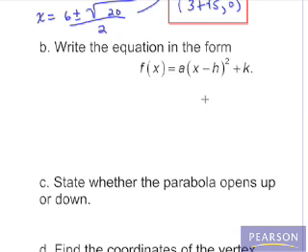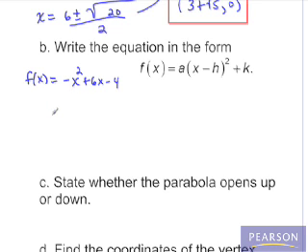Part B, write the equation in the form of f of x equals a times the quantity x minus h squared plus k. I'm going to recopy the original function. Our original function was f of x equals negative x squared plus 6x minus 4. And we want to convert it from this form into the conic section form, where it's a little easier to pick off the vertex, axis of symmetry, which way it opens, etc.